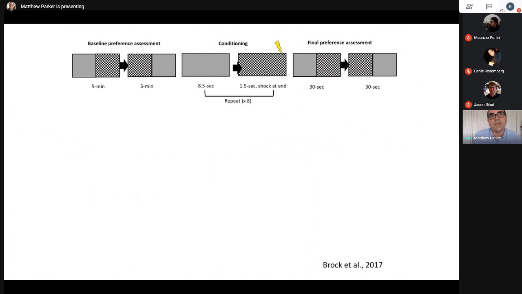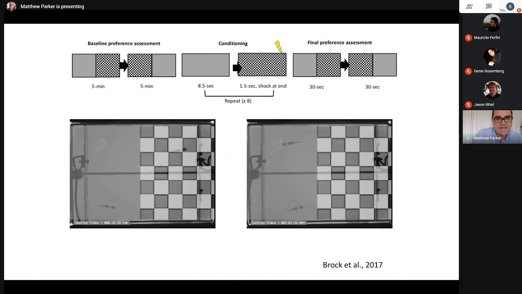But we wanted a protocol where we could look at the effects of, for example, different drugs or genetic knockouts on Pavlovian conditioning experiments. So we used the protocol that Granato had come up with in his group, where we were looking at whether you could condition adult zebrafish to avoid a particular stimulus after a Pavlovian conditioning contingency.